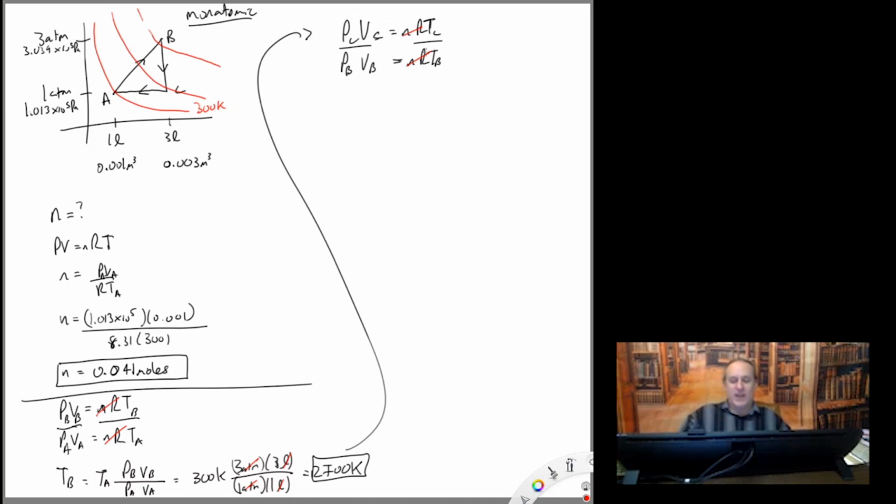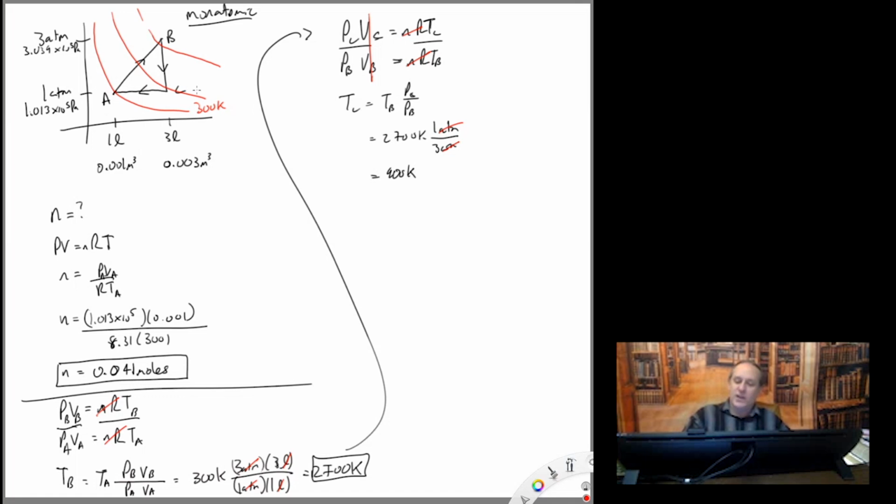and I notice that the volumes at point B and C are the same, so they're going to cancel out. But if you don't notice they cancel out, that's okay. You're going to put numbers in there, and then they're going to cancel out. So TC equals TB times PC over PB. So that's 2,700 Kelvin times 1 atmosphere over 3 atmospheres. So that's going to be 900 Kelvin.